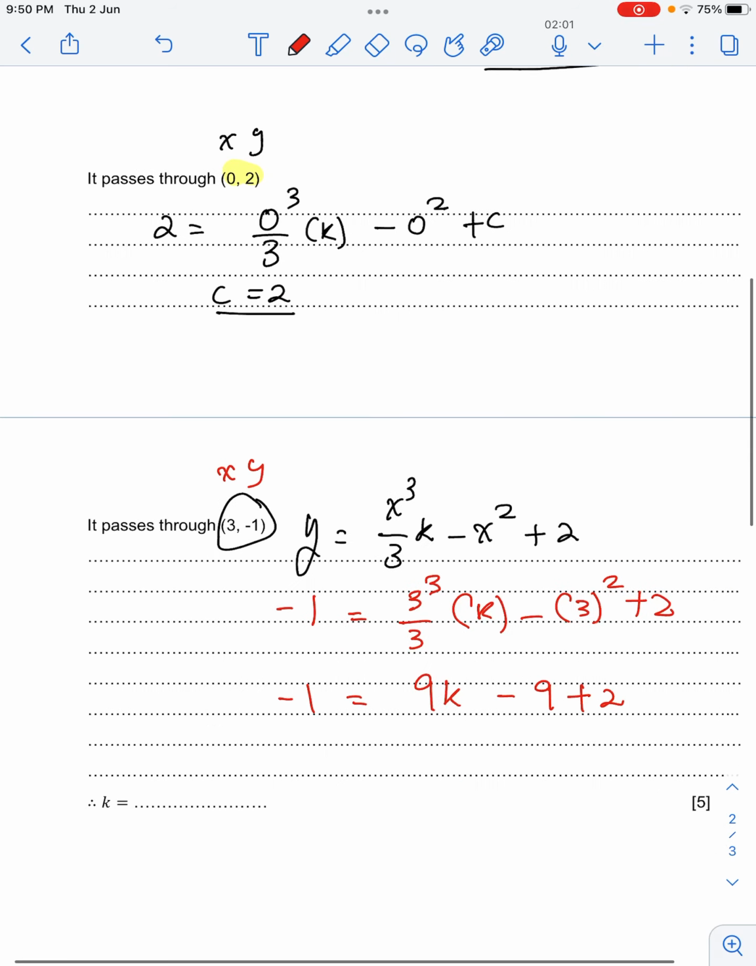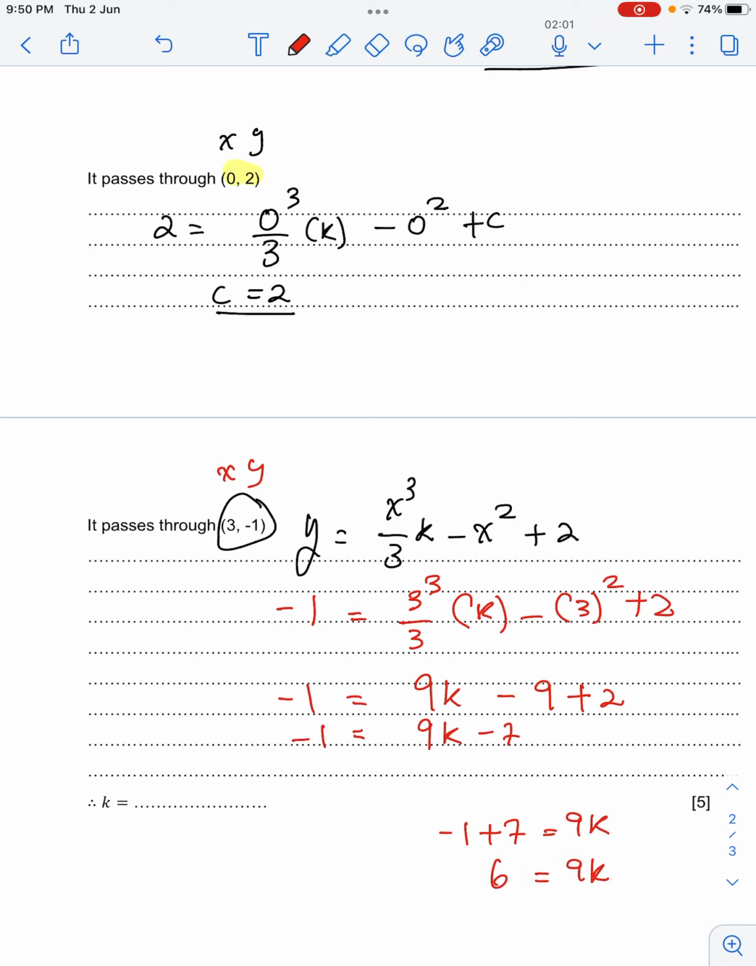All right, so this is actually now cleaning up nicely to minus 9 plus 2. And minus 9 plus 2 is nothing but minus 7. And if you take this minus 7 over, okay, negative 1 plus 7 equals to 9k. 7 minus 1, that is 6, equals to 9k. So that means k will be 6 divided by 9, and it simplifies nicely to 2/3. And that is the value of k.